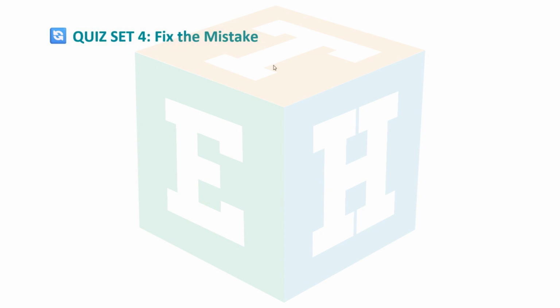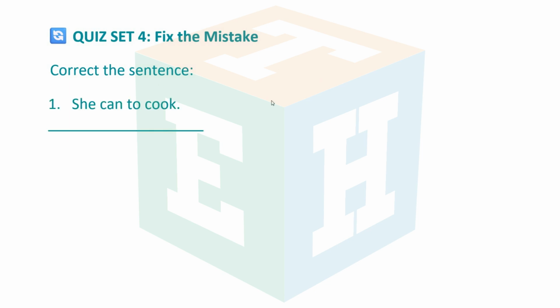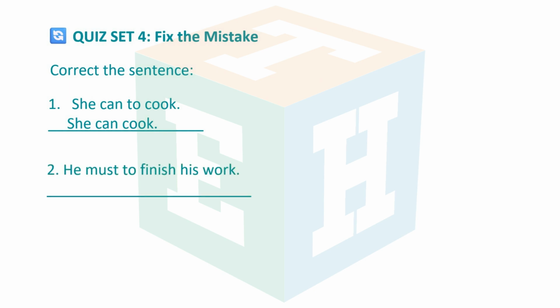Quiz set 4. Fix the mistake. Correct the sentence. Number 1. She can't cook. Corrected sentence. She can cook. Number 2. He must finish his work. Corrected sentence. He must finish his work.